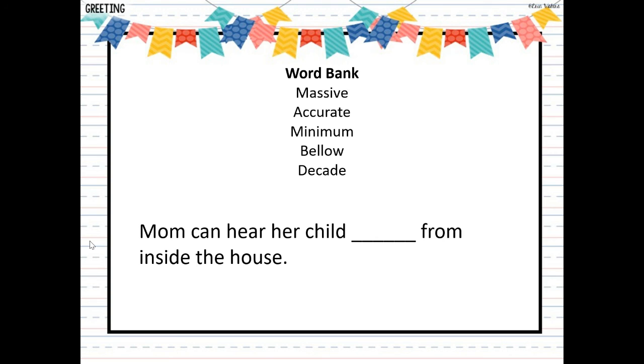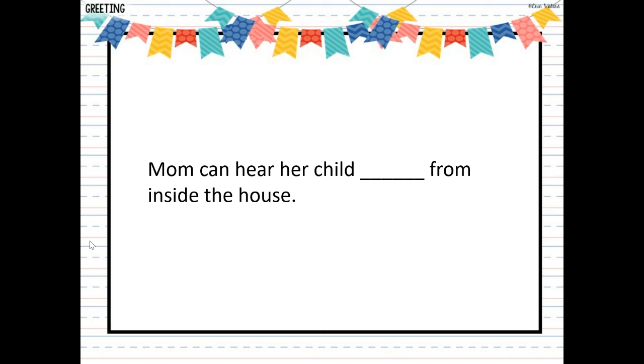Mom can hear her child blank from inside the house. Hearing something, which word refers to being able to hear? The word that goes in the blank is bellow. Mom can hear her child bellow from inside the house. Bellow means, remember, to holler loudly.